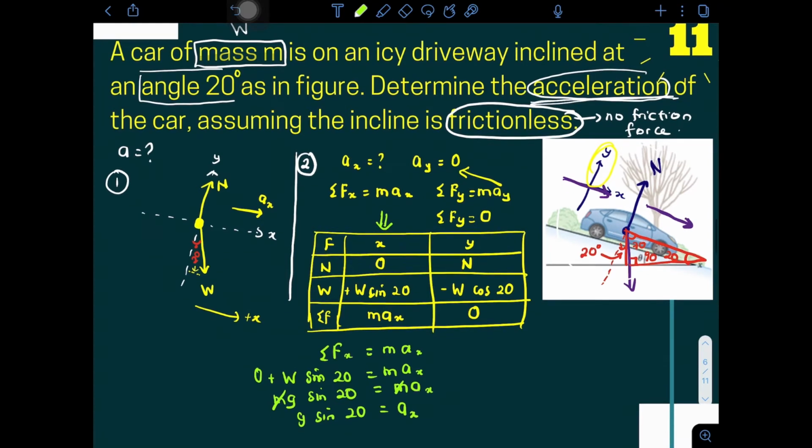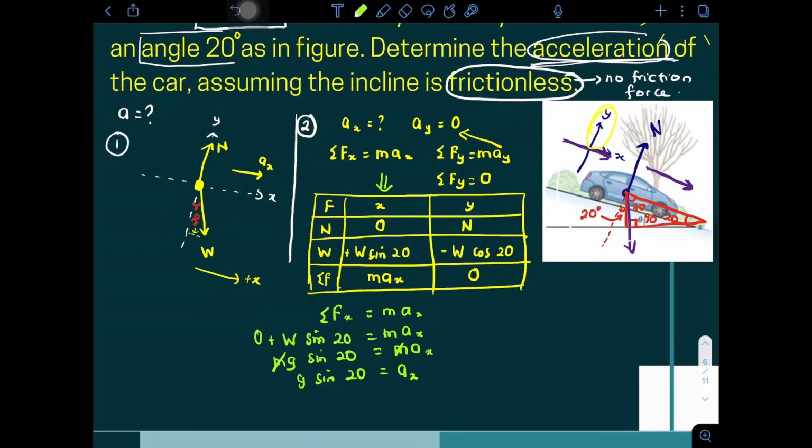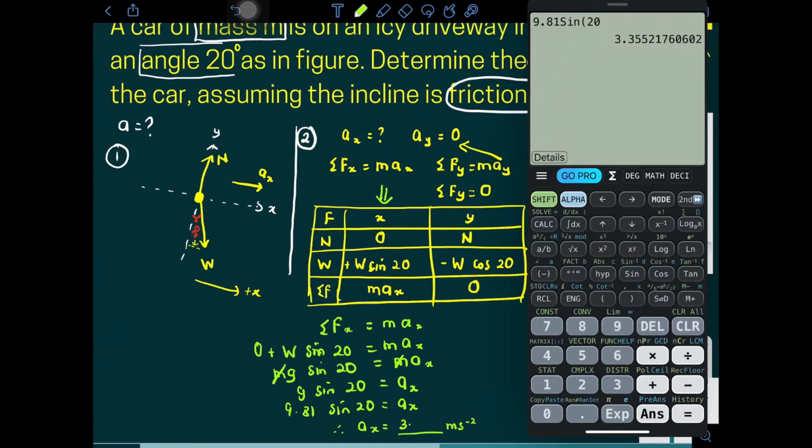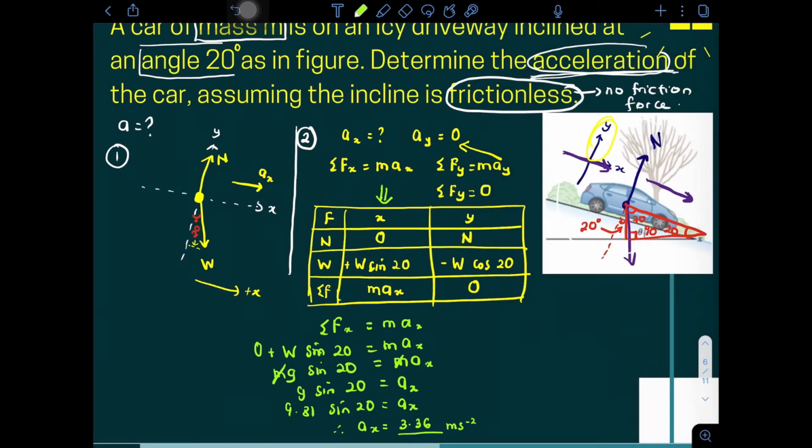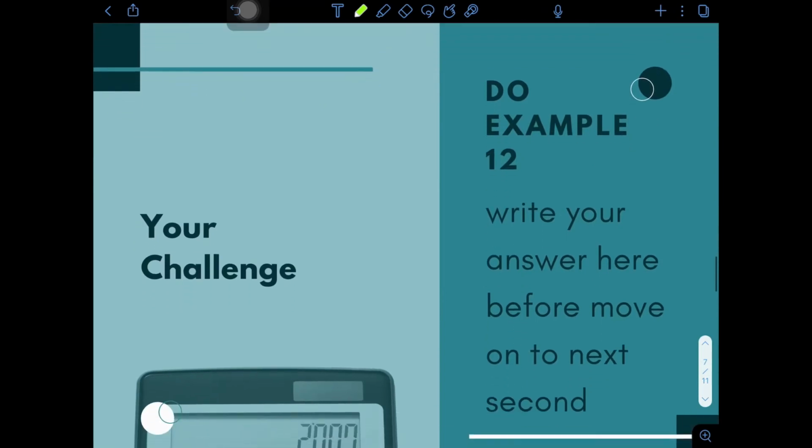So plug in the g value: 9.81 sine 20 equals ax. Therefore, the answer is 3.36 meters per second squared. So let's try on your own. Do example 12 and write your answer here before you move on to the next section of this video.